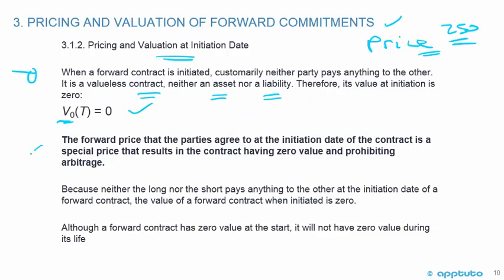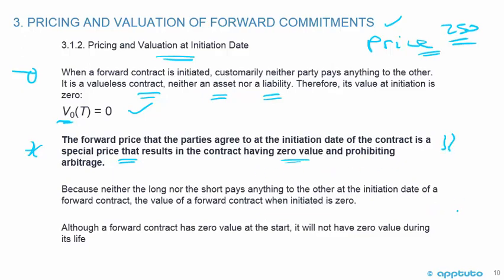Remember that. So the forward price that the parties agreed to at the initiation date of the contract is a special price, that's the $151 that we looked at in the previous example, that results in the contract having 0 value and prohibiting the arbitrage.